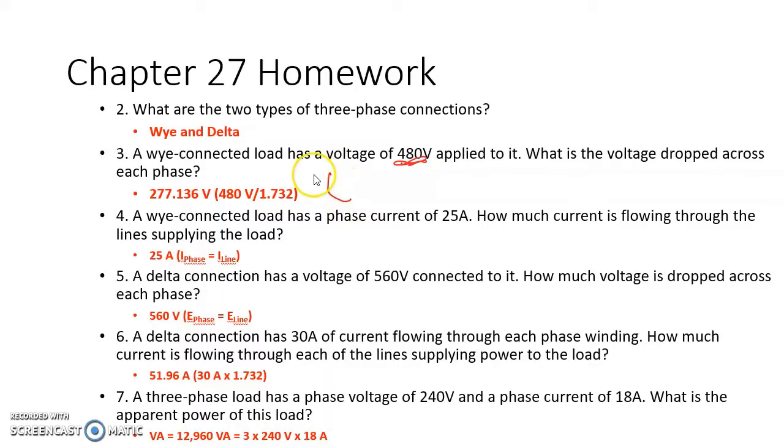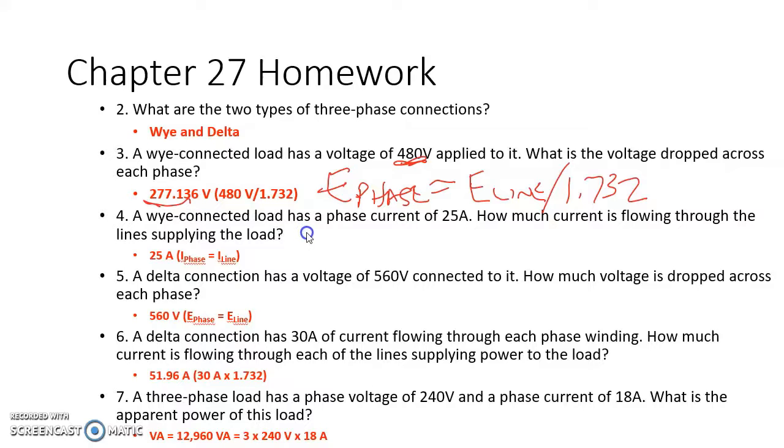So we have, sorry for my bad writing here, phase voltage equals line voltage divided by 1.732, and that gives us the 277 volts.